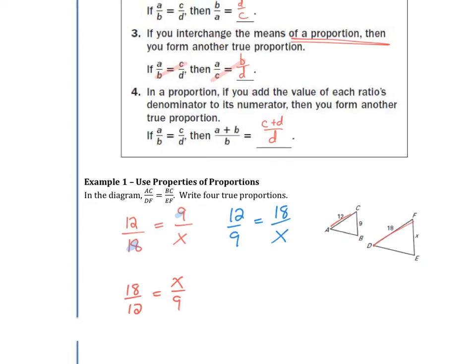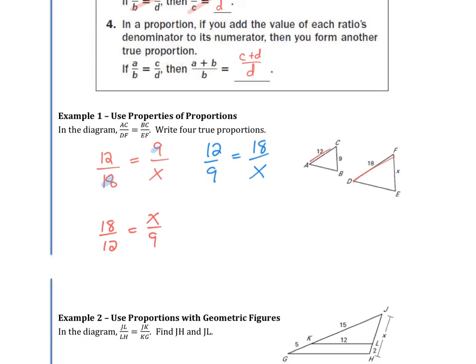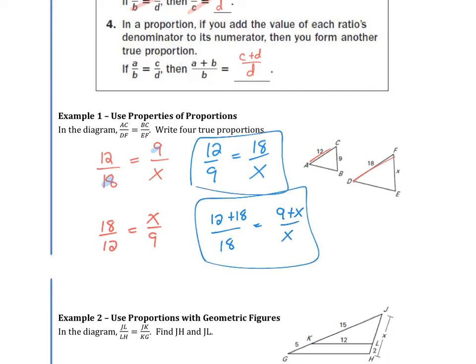And the last one is adding the numerator and denominator. So we would get 12 plus 18 over 18 equals 9 plus X over X. So these would be our 4 proportions. Okay, one is where you flip the top and the bottom, one is where you flip around the means, and one is where you add the top and the bottom.